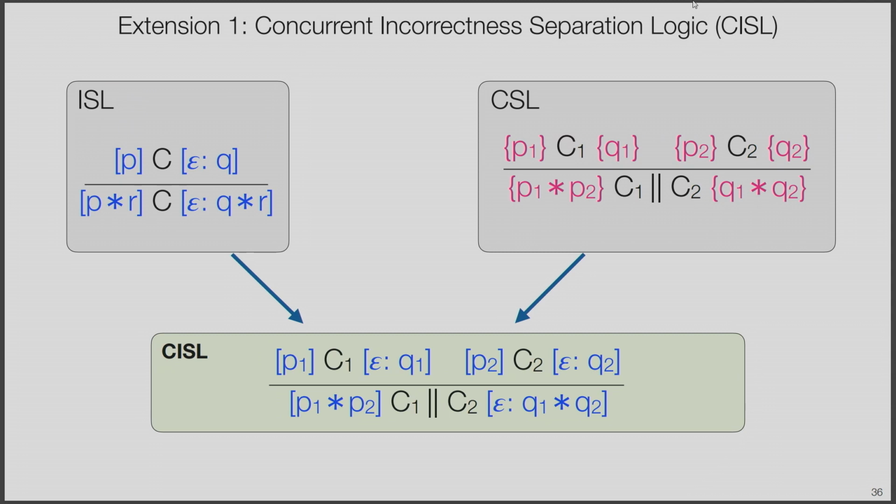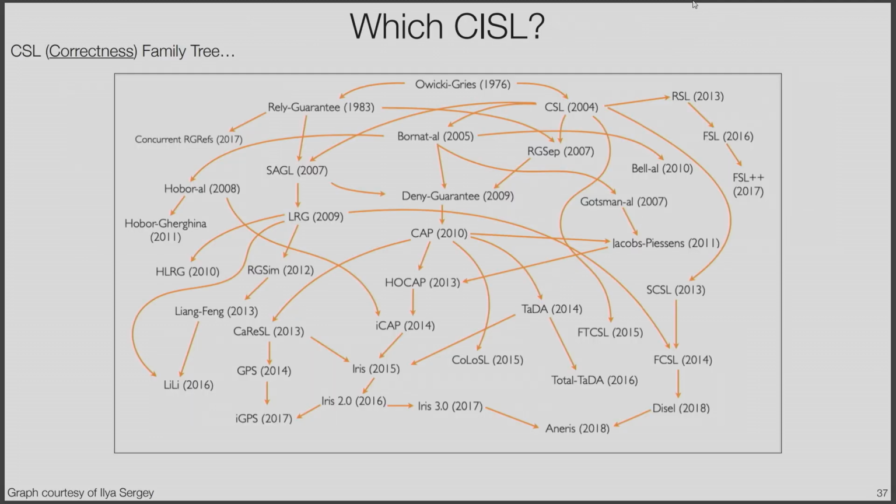So we wanted to have the same thing for ISL, so we came up with concurrent incorrectness separation logic, or CISL for short. And here's the famous slide that Peter was talking about, Ilya's famous slide. So I was very happy that he mentioned it. And the question for us was, okay, there have been a million extensions of concurrent separation logic. Which one of these should we go for?